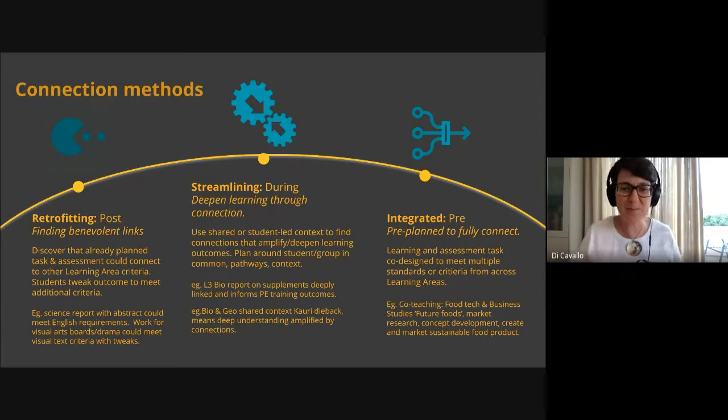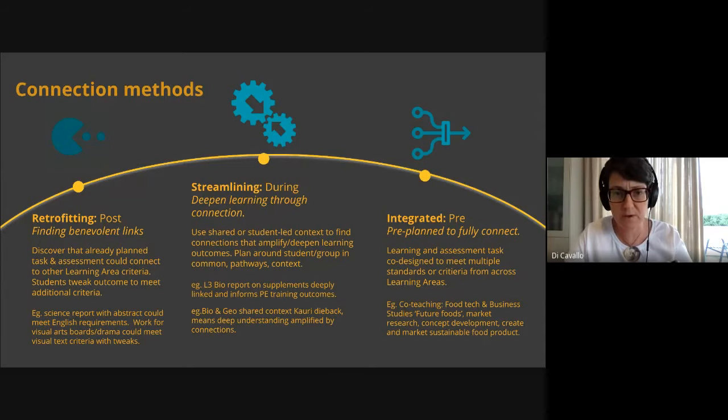The middle one is a bit more like, it's already happening. We're already doing this work, and in the process of having some conversations, we realized that actually this thing that we're about to teach, or we may have just started, we could make it a whole heap better if we use this connection that we've just discovered. And I've put a couple of examples on there. These might come from teacher conversations.